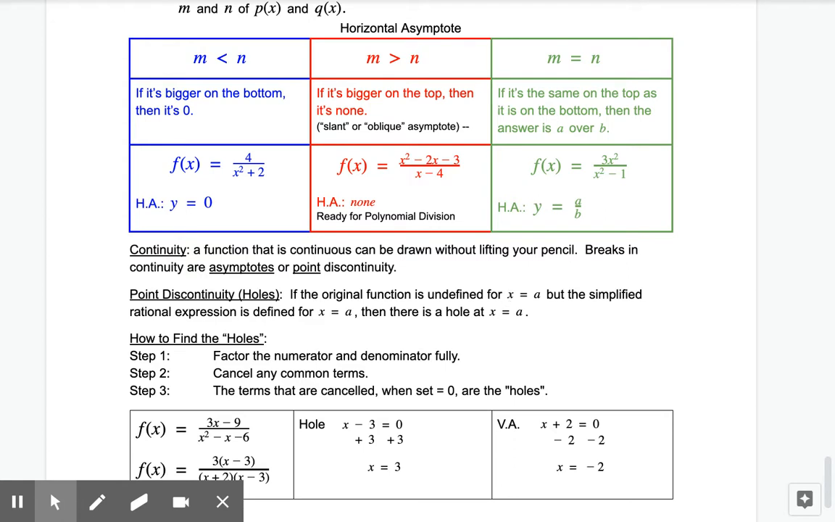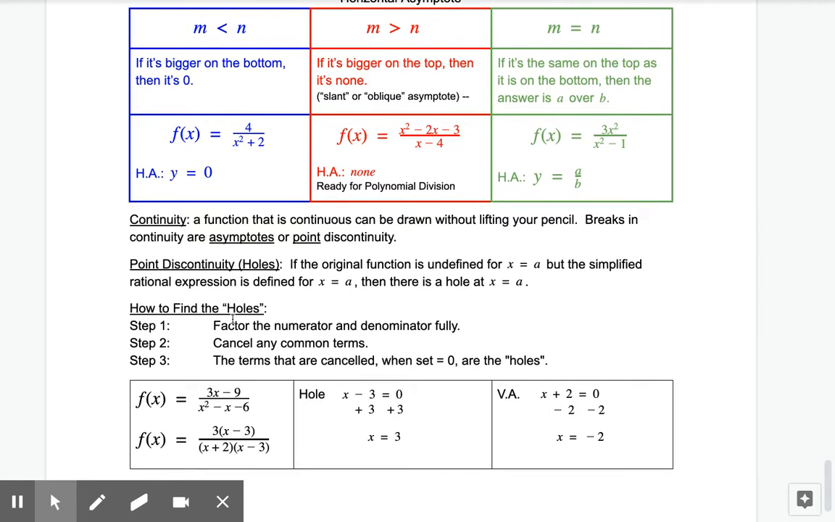We also are going to have to examine continuity. A function that is continuous can be drawn without lifting your pencil. Breaks in the continuity are asymptotes or point discontinuity. Point discontinuity, or holes: if the original function is undefined for x equals a, but the simplified rational expression is defined for x equals a, then there is a hole at x equals a. So we're going to take a look at this example here.